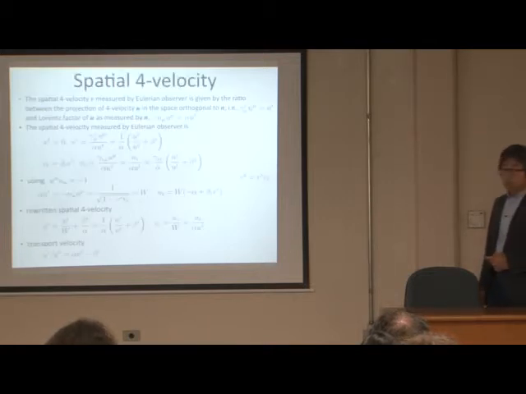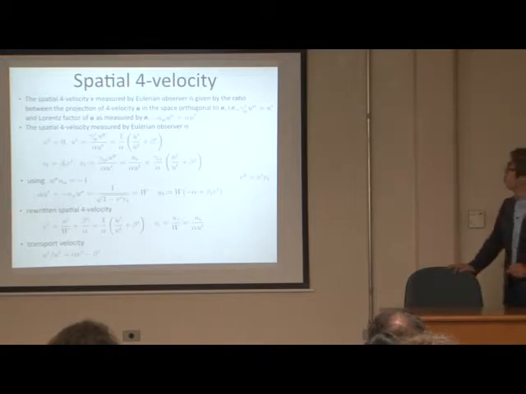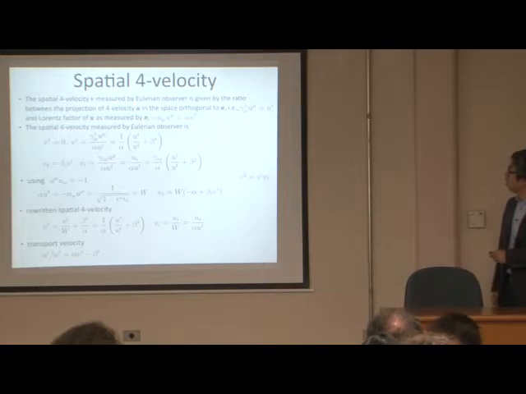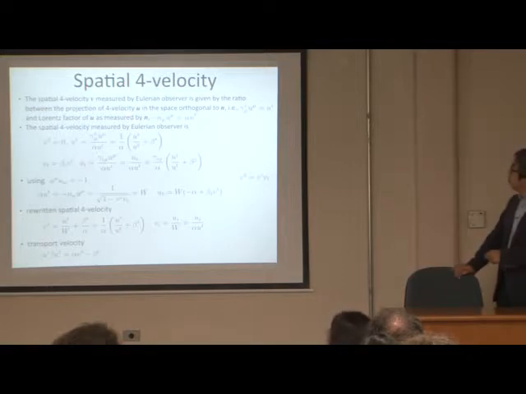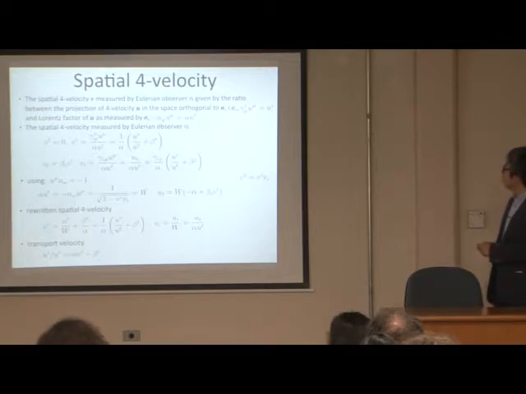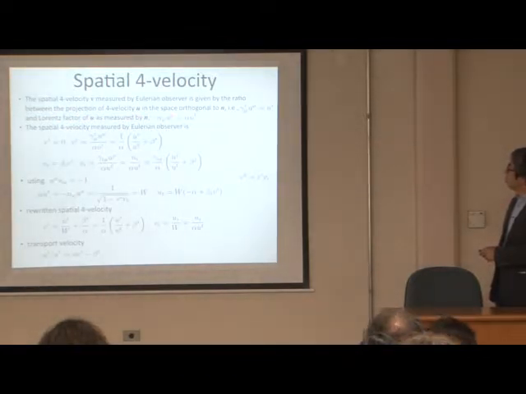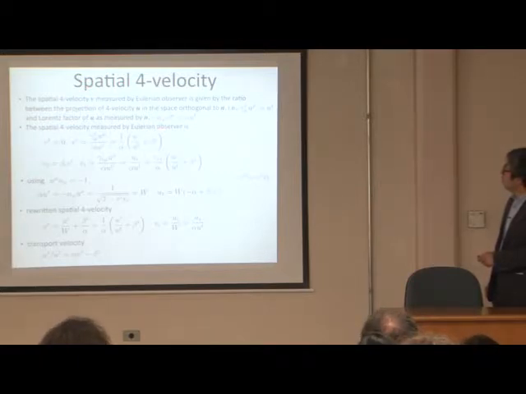Okay, so now let's consider the spatial three-velocity. The spatial velocity v, as measured by the Eulerian observer, is given by the ratio between the projection of the four-velocity u into the space orthogonal to n, meaning the spatial component, and the Lorentz factor of u as measured by n. This is minus n_mu u^mu, which gives alpha u^t. This is also related to the Lorentz factor here. So this is the spatial velocity as measured by the Eulerian observer.